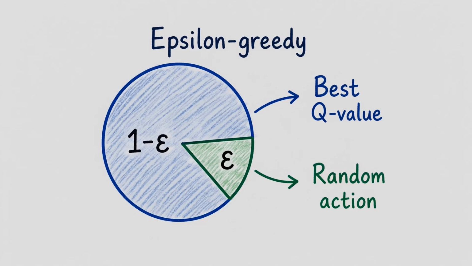Here's Q-learning in 6 lines of Python. Initialize a Q table of zeros. For each step, pick an action epsilon greedy, take it, observe the reward and next state, compute the TD target using the max, update Q. That's it. That's the whole algorithm.